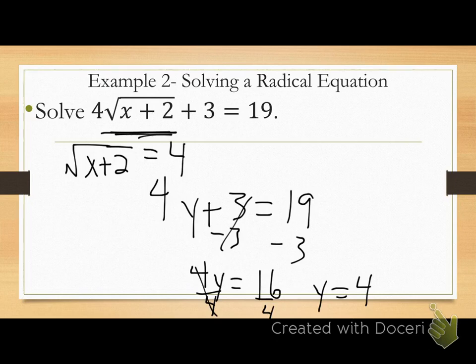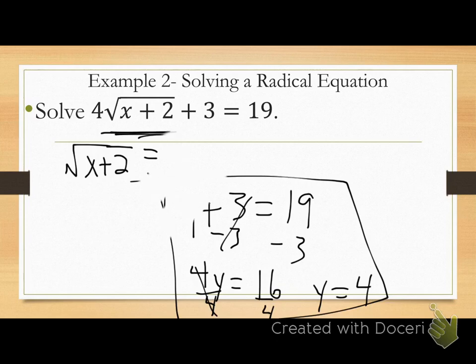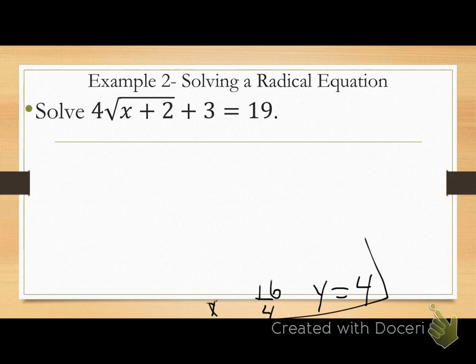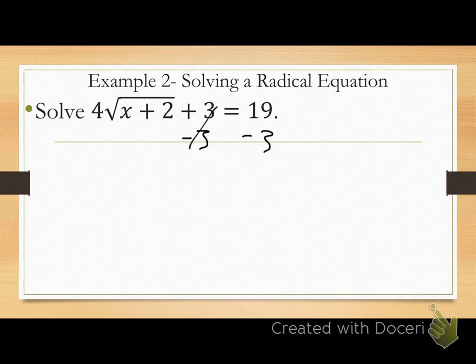equals 4 based on what I did down here. Does that make sense? So let's look at it again. Getting the radical by itself, what would we do first? Subtract 3. 4 times the square root of x plus 2 equals, what's 19 minus 3? 16.